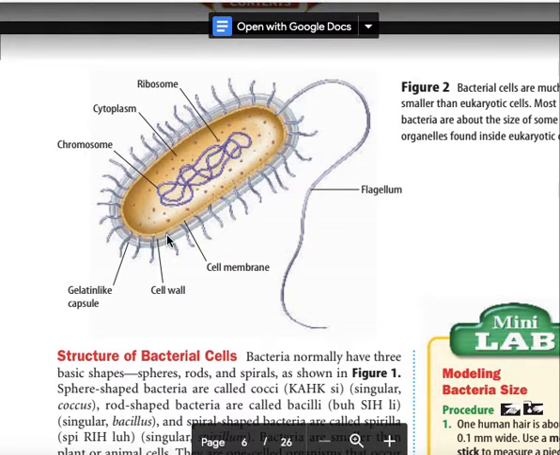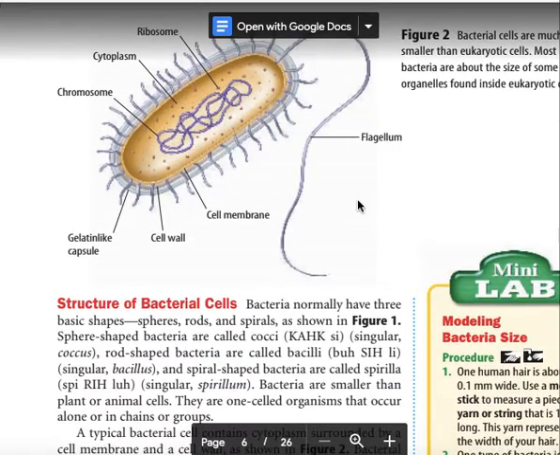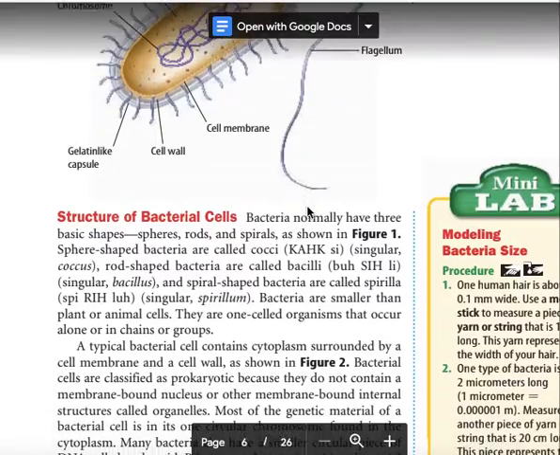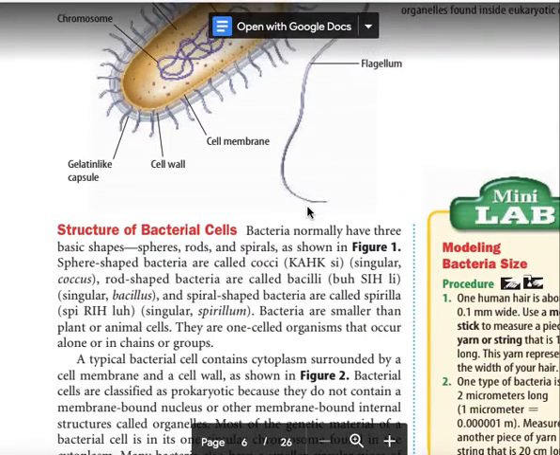This is the cell wall outside of the cell membrane, right? And then this is a flagellum. Flagella are pretty cool. They actually help the cell move, kind of like a whip-like tail, and kind of propel how it moves. So, the structure of bacterial cells.